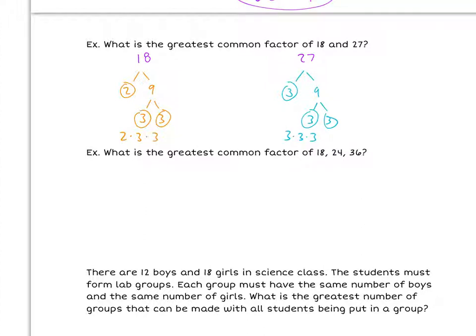So now that you've got your factor trees, what is the same in both of those? There's two 3s. You've got a 3 times a 3 and a 3 times a 3. So you do 3 times 3 equals 9. So my greatest common factor is 9.